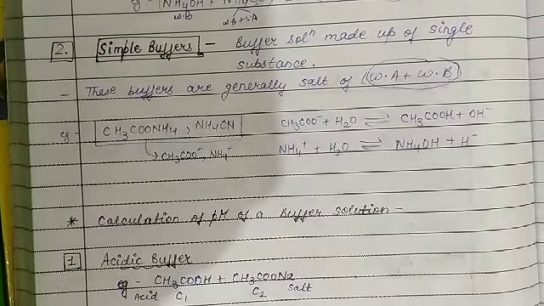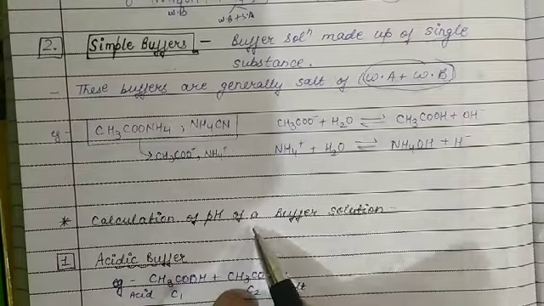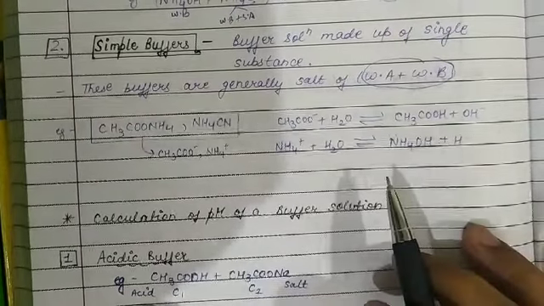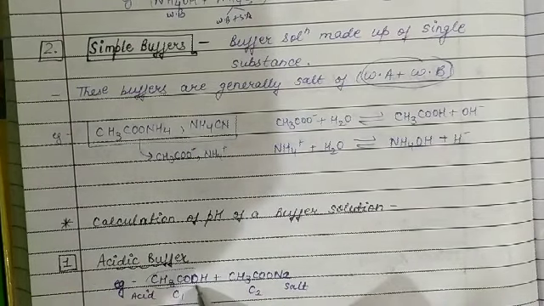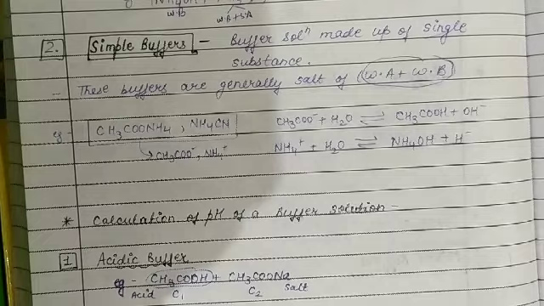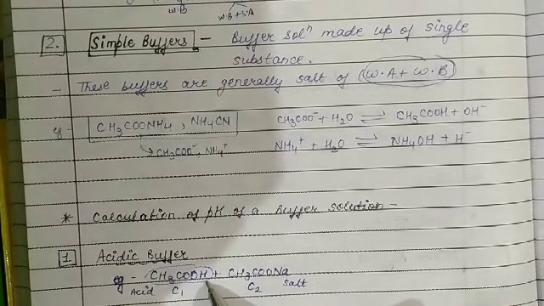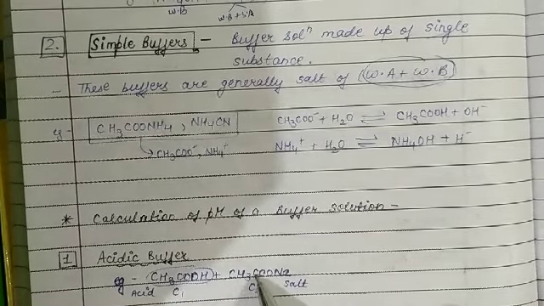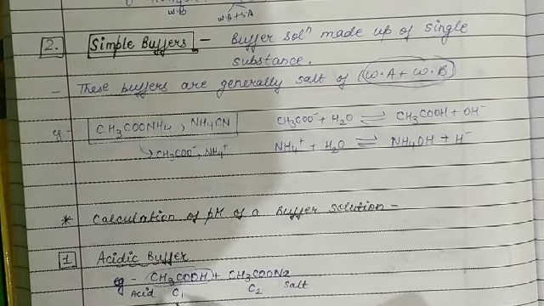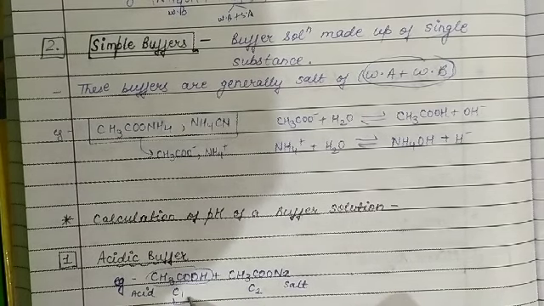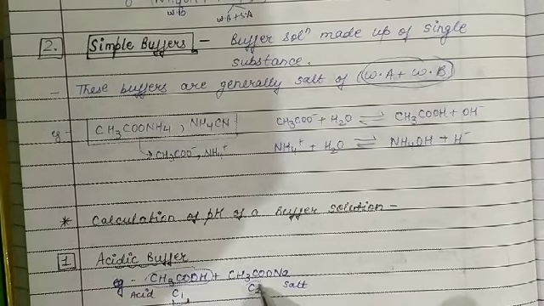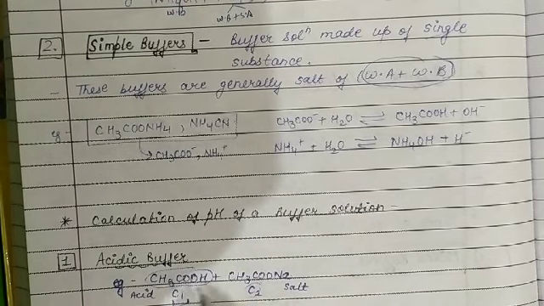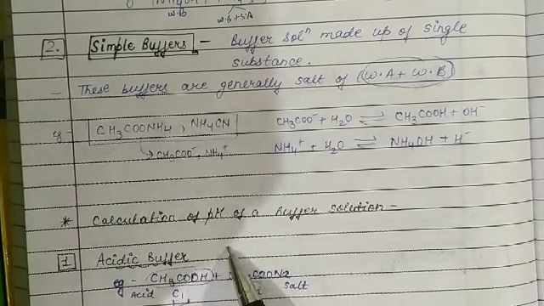When we have the buffer called acidic buffer, the acidic buffer is basically made up of the weak acid, which is CH3COOH, and the salt of the weak acid with strong base. The acid has concentration C1 in the solution, and the salt of the weak acid with strong base has the concentration C2. When these two are present in a solution, then it will form an acidic buffer.